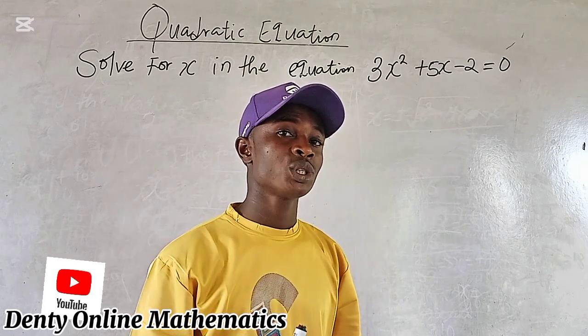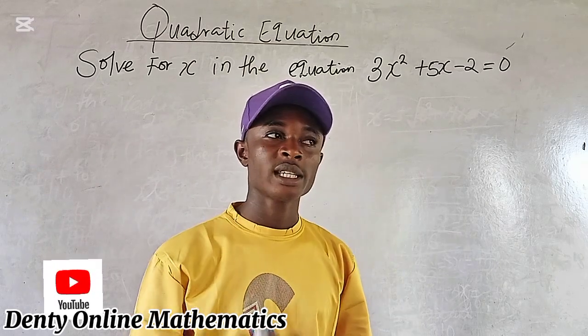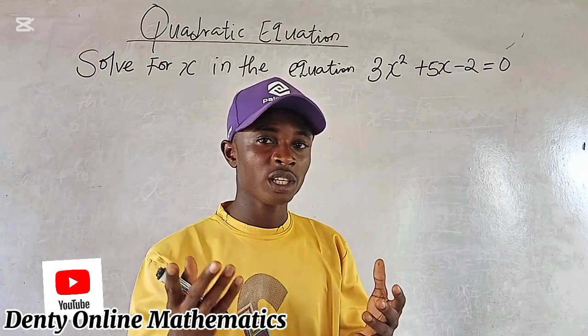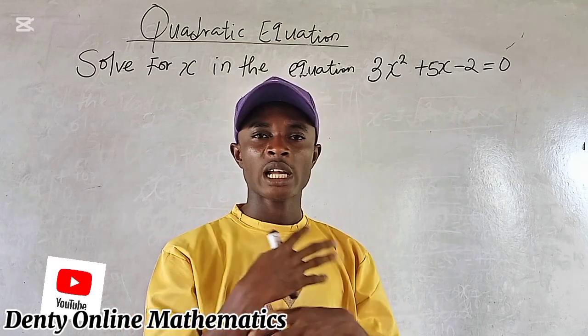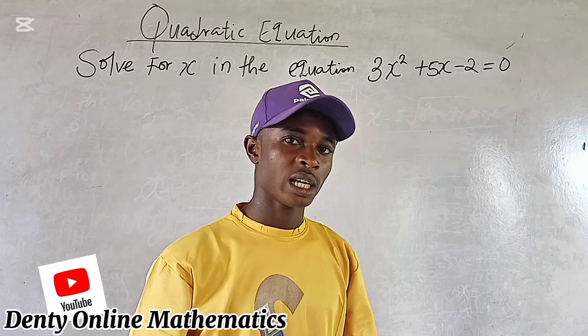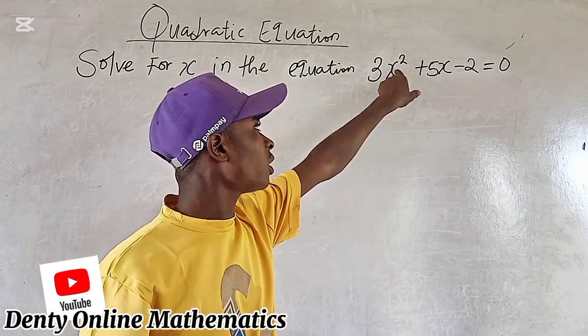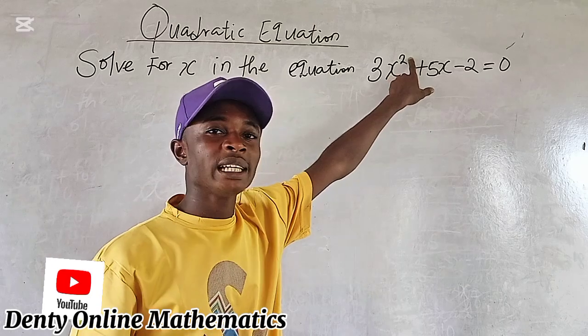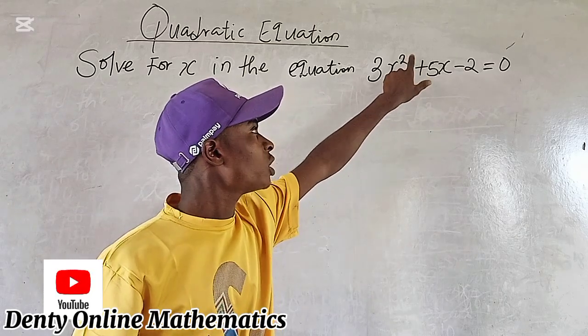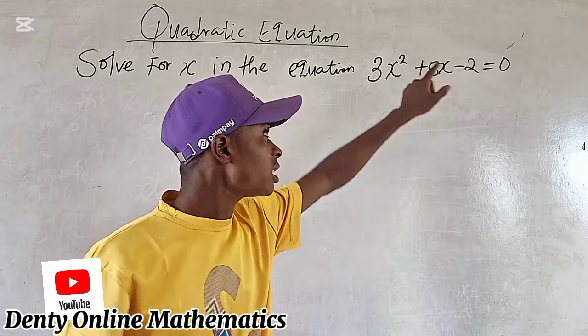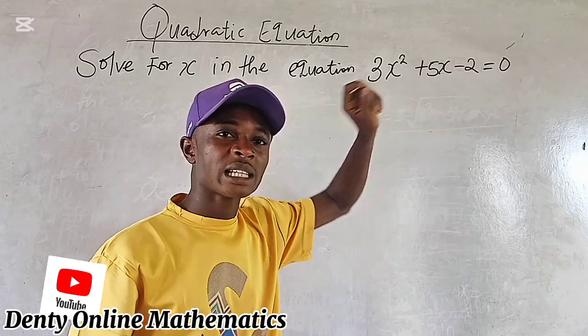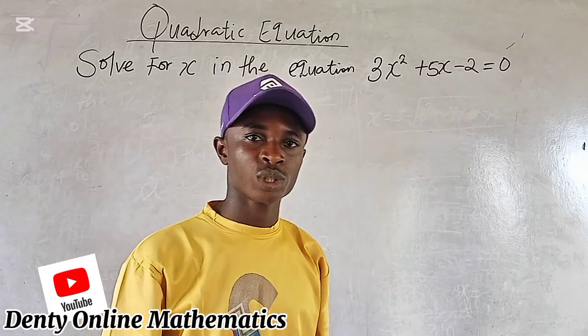The type of equation you see determines the approach you use in solving it. So you cannot just see any equation and solve it anyhow you like. Now, this is a quadratic equation because the power of x here is what? 2. The highest power of x is 2, so that makes it a quadratic equation.